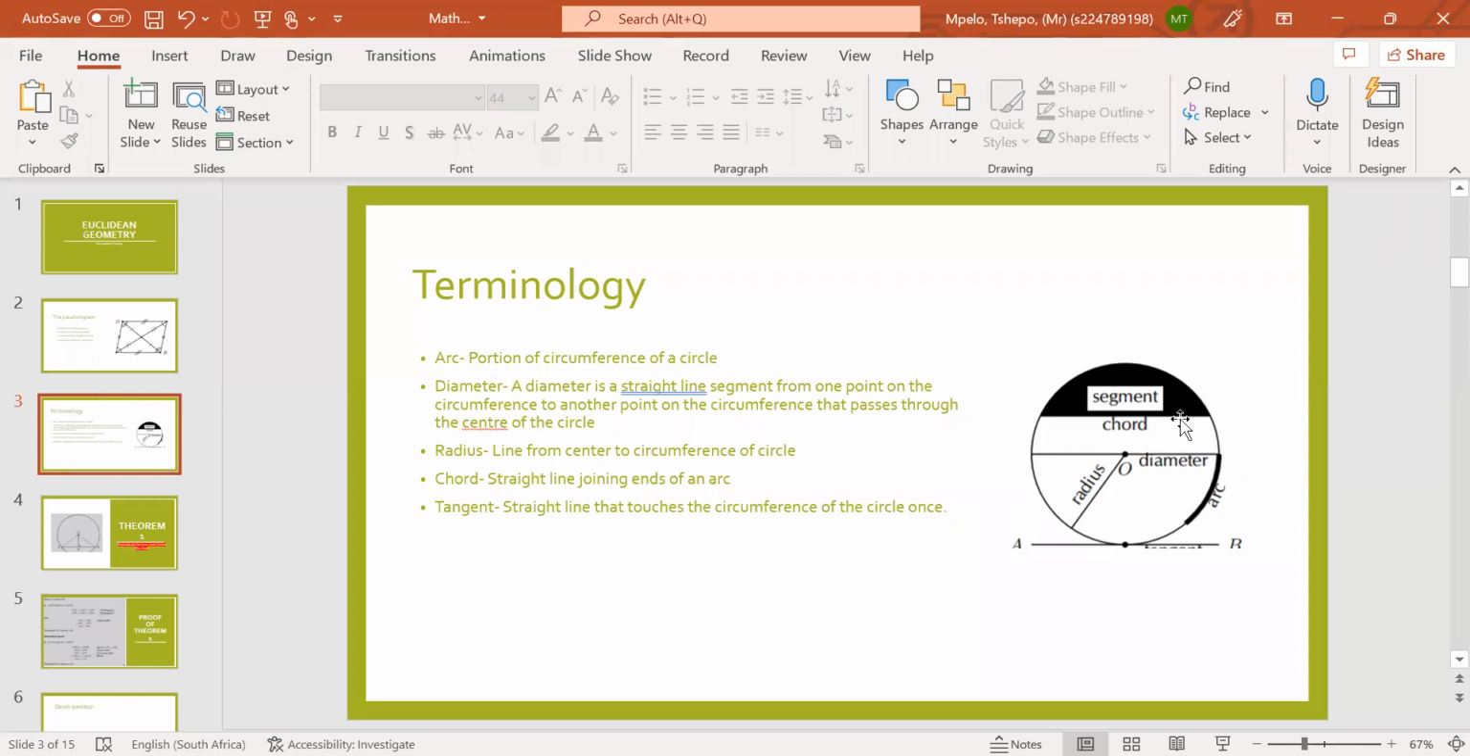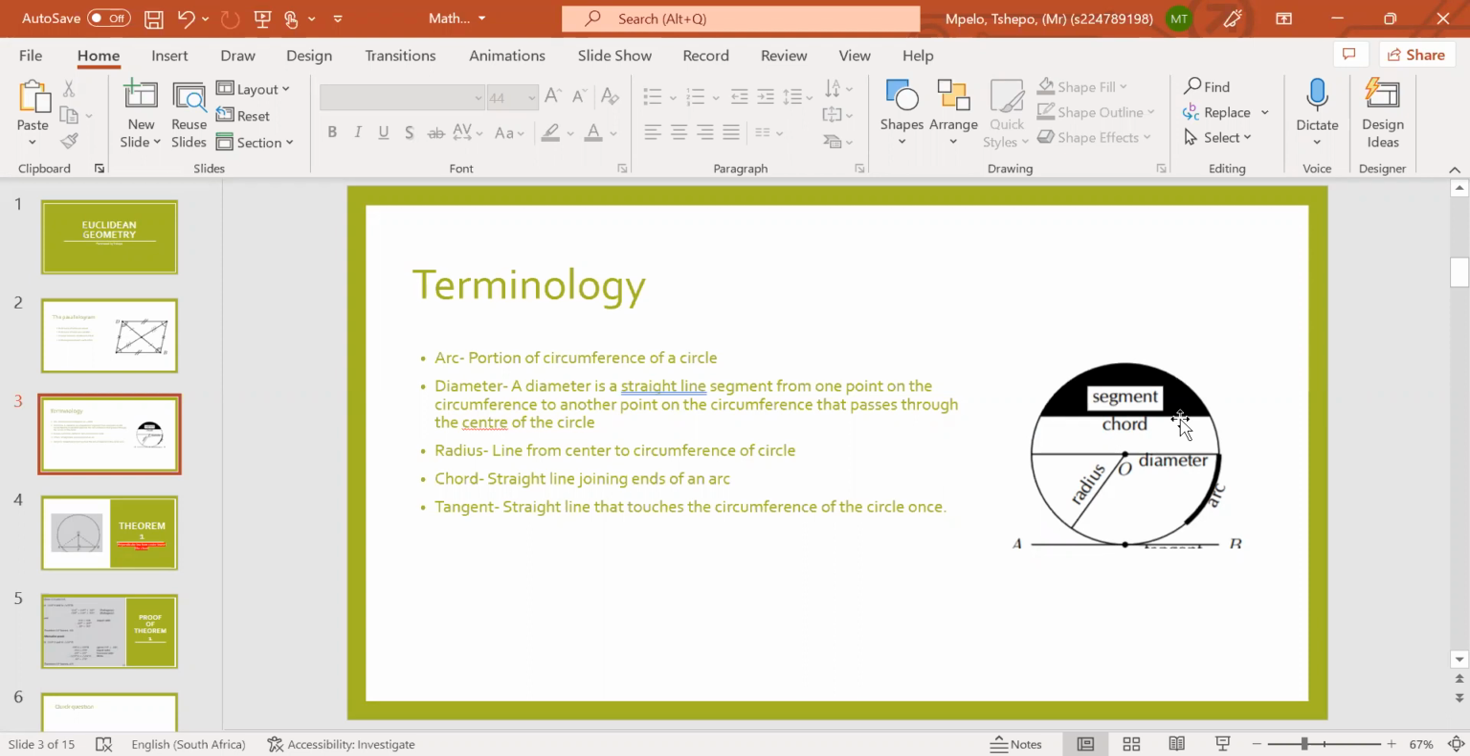Yeah. So what is the chord? I want to use how I defined diameter to make you understand what a chord is. The diameter is any line that touches one point of the circumference and goes to another point of the circumference, but it should pass through the center of the circle.